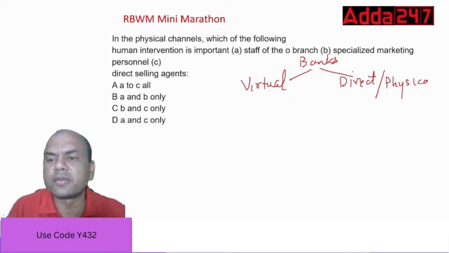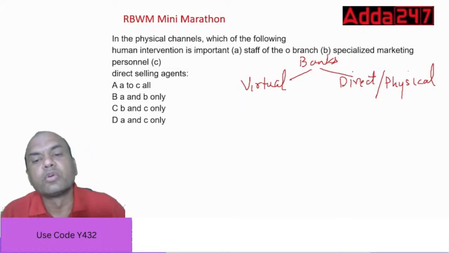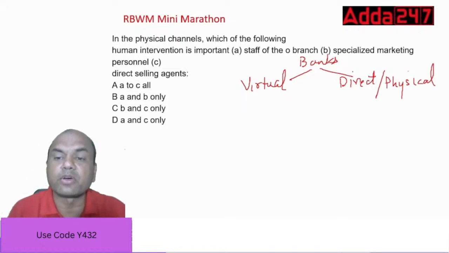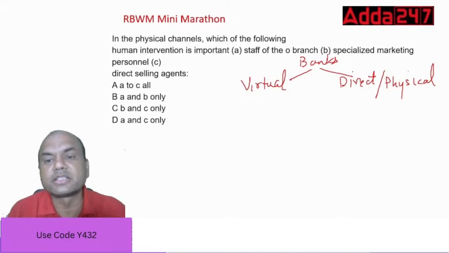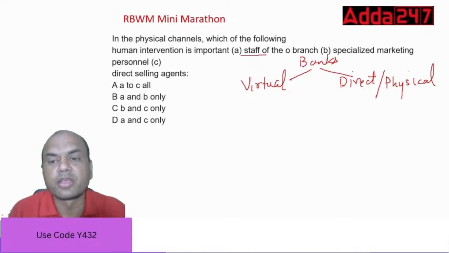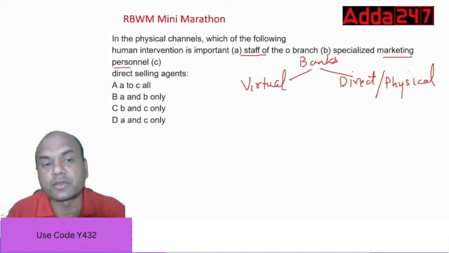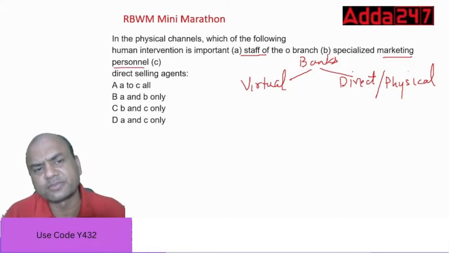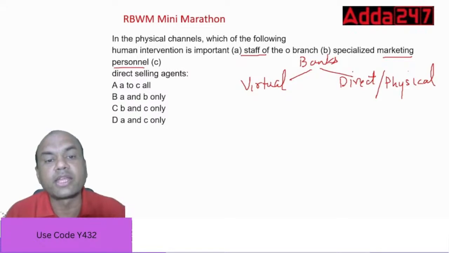Physical, any name can be given. So who in the physical channel, what happens? All the human beings deal in, means it's the staff of the branch. Then as a specialized marketing personnel, means that marketing officer is appointed in the branch, right? Nowadays. So that person. Or DSA.